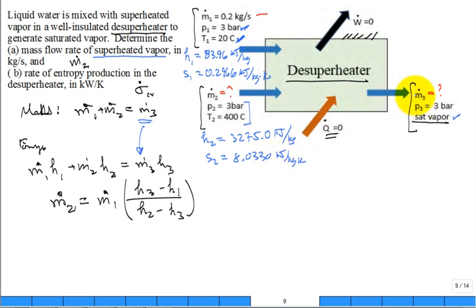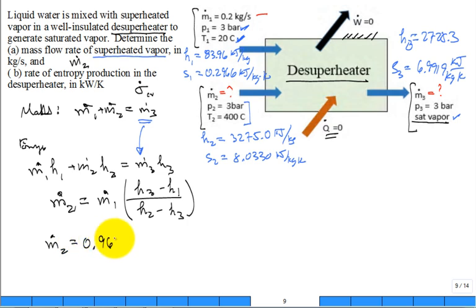Then I come over here. Can I get h3? Sure, h3 is 2725.3. Don't have room for units. s3 equal to 6.9919. I can fit the units for this one. Kilojoules per kilogram Kelvin. So when you substitute the enthalpies, you find mass flow rate at 2 is equal to 0.961 kilograms per second. In the interest of time, I encourage you to reproduce that at home.